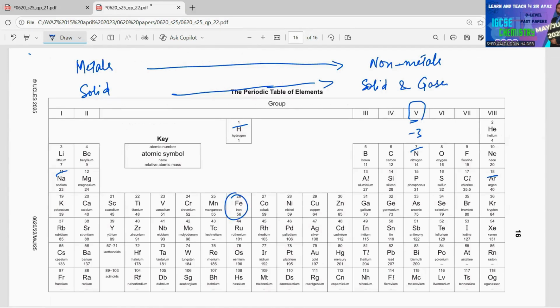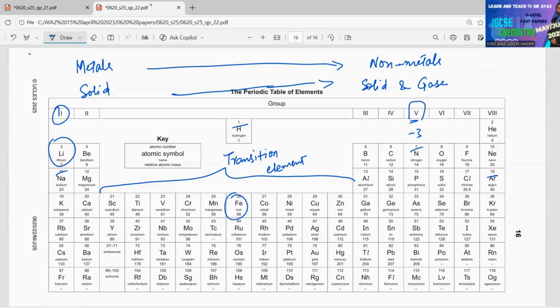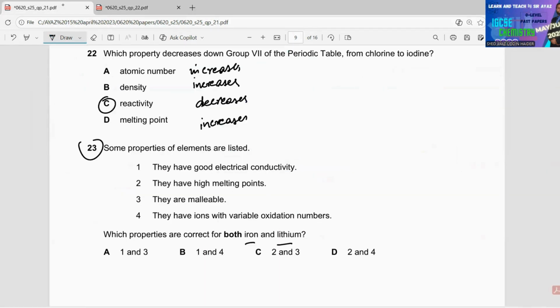Iron is in the middle, which means it's a transition element. Lithium is in group 1. Both of these have good electrical conductivity. Yes, this is true for both of these. They have high melting point. This is incorrect. Lithium has a low melting point. So if 2 is incorrect, C and D must be incorrect. Either A is correct or B is correct. They are malleable. Yes, they are malleable. So it seems that A must be the right answer.